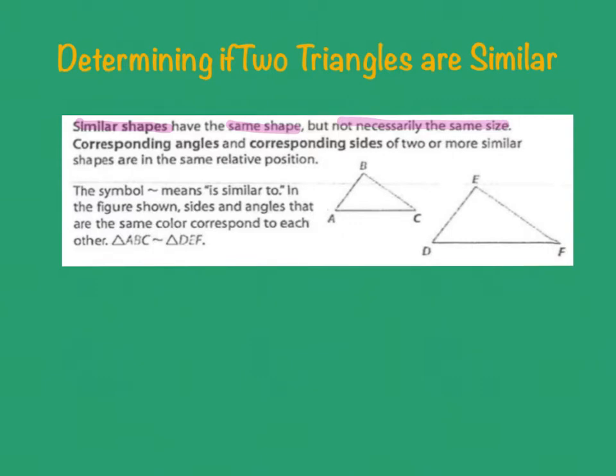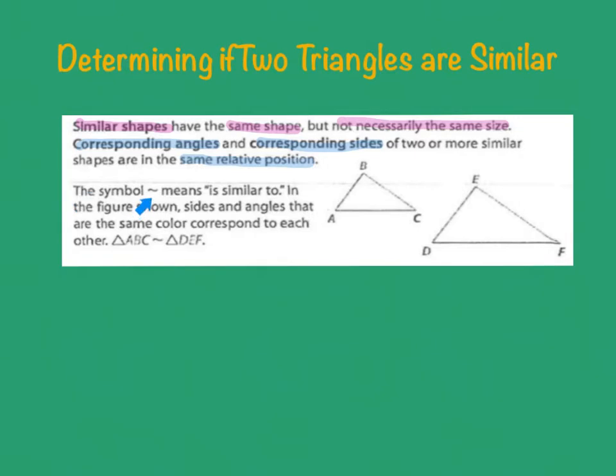Then the other thing we want to look at, it says corresponding angles and corresponding sides are in the same position. So that means the angle that's up at the top when they're turned in the same direction is also up at the top. Or when I look at the letters, the way they're written, the first letter is in the same spot as the first letter. So then I know that they correspond that way as well.